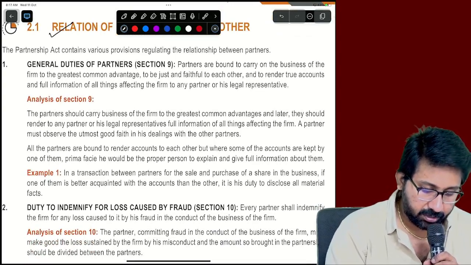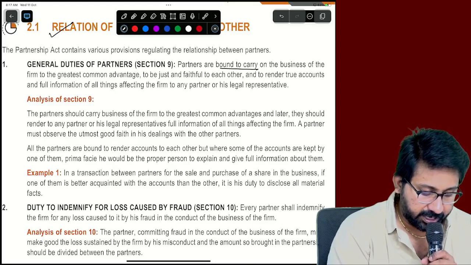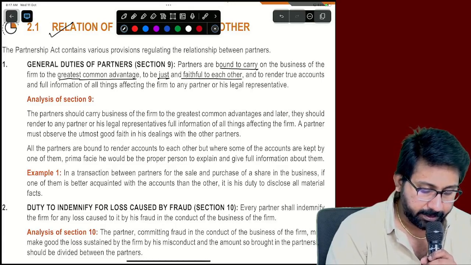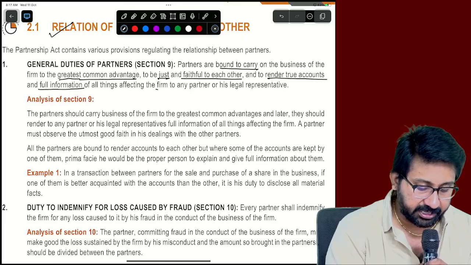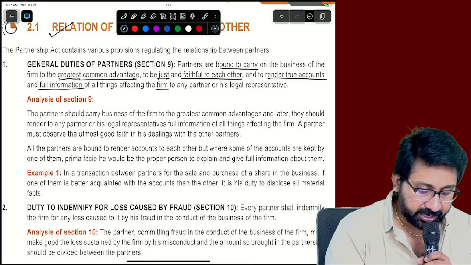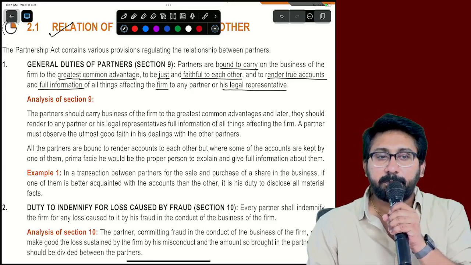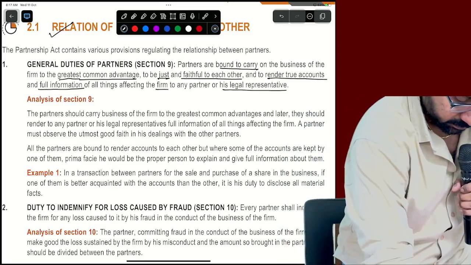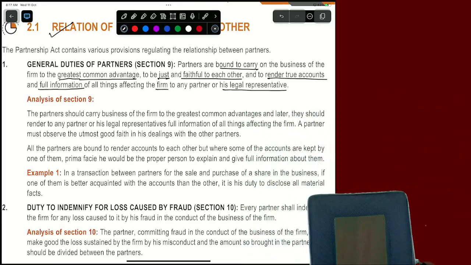Partners are bound to carry on the business of the firm to the greatest common advantage, to be just and faithful to each other, render true accounts and full information of all the things affecting the firm to any partner or his legal representative. Read it first. Terminology is technical, so please read carefully. Read the section number 9. Please read, everyone.